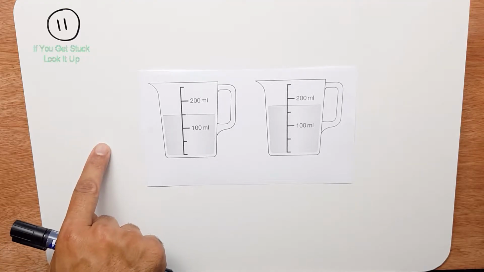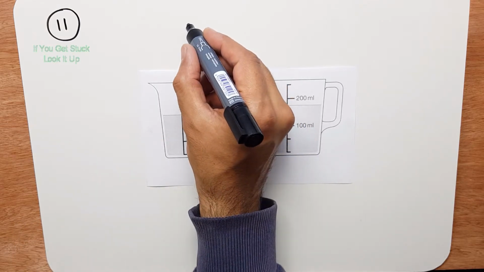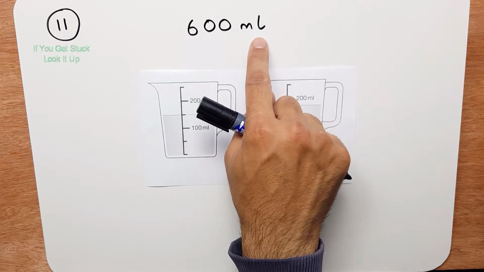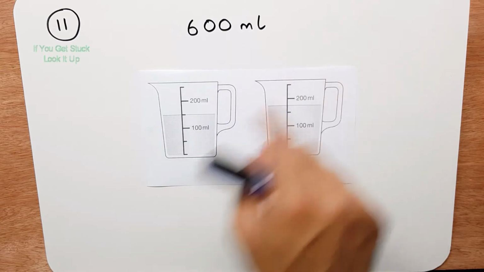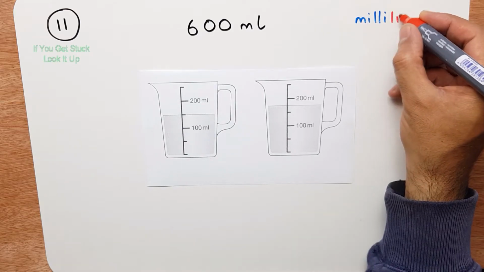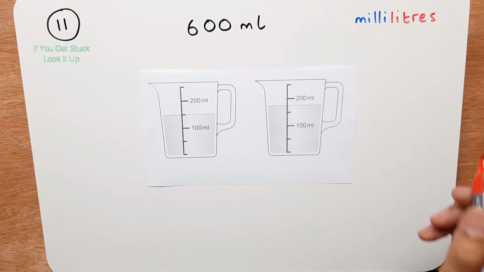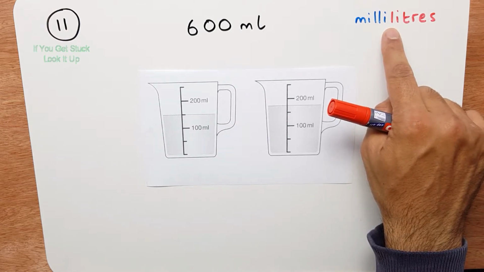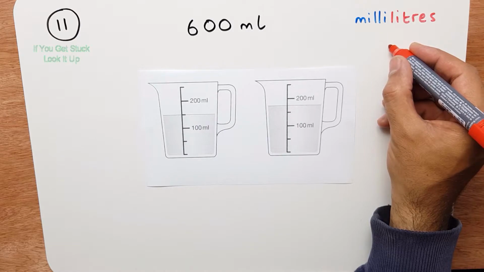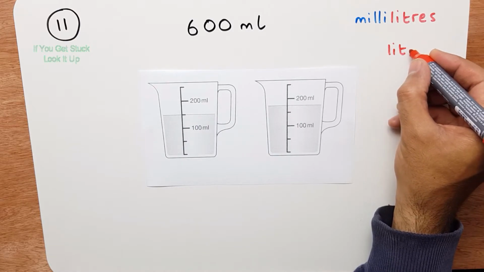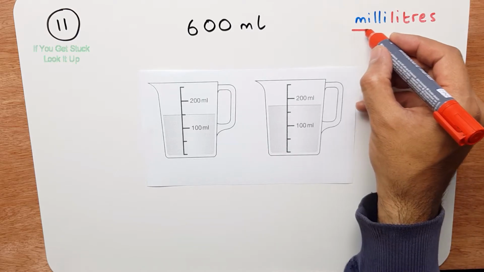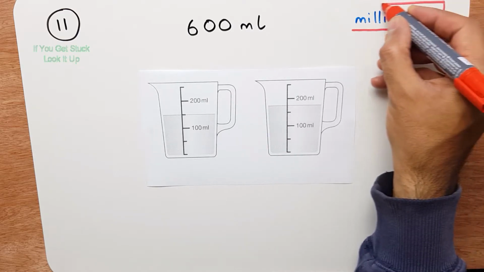In this question, Stefan has 600 milliliters, and ml is short for milliliters. So let me write that there. Now remember, in the UK we write litres like this, and in the US they write it like this. So this is the spelling that you want.